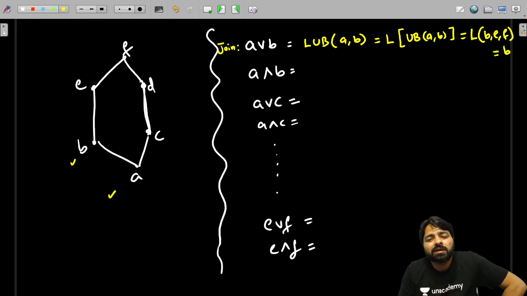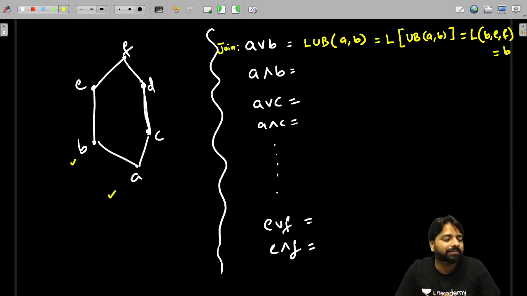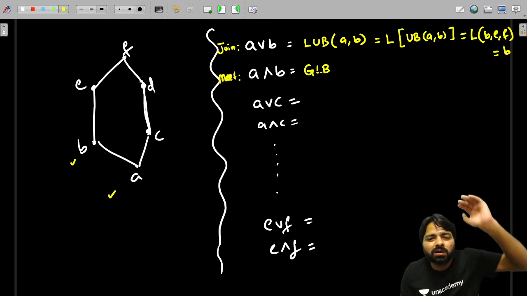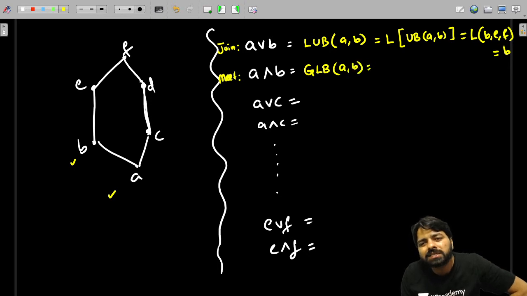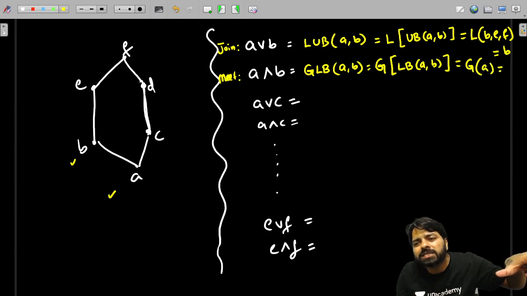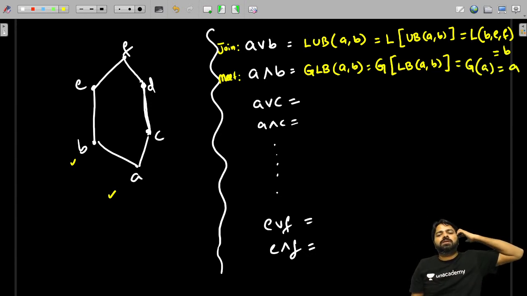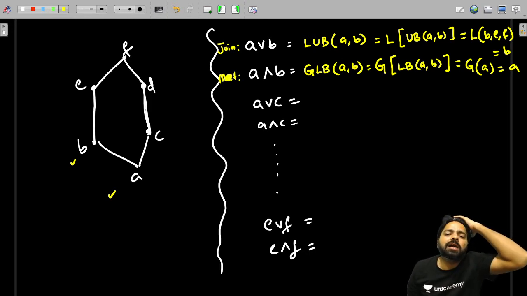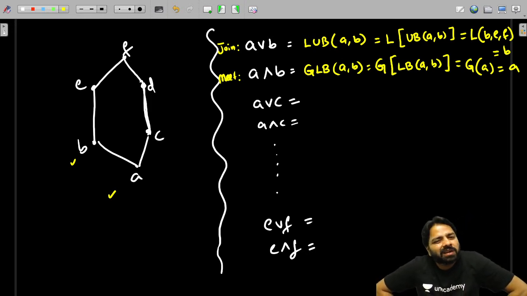Meet is not easy because you don't get it directly. First you need to look up and then look down again. Next, meet. When you apply a meet, that's the greatest lower bound. Look down. Who are the lower bounds of A comma B? Just A. So the greatest among them is just A. Computing the join and meet for every two elements takes a lot of time, so we never do that.